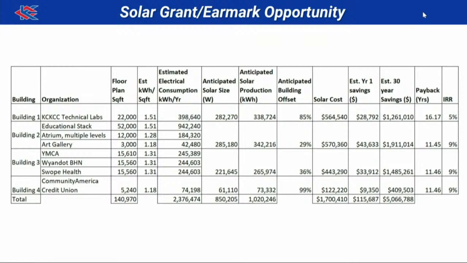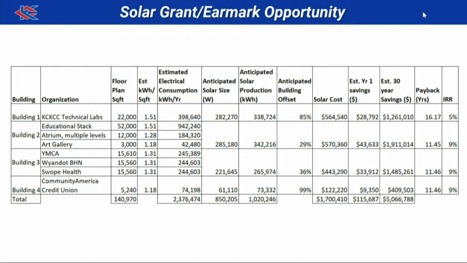This is something that is above and beyond the $70 million price tag, but it's a 50-50 match. The project is approximately, we'll just call it, $2 million. It's slightly less. So the organizations would need to come up with the other $1 million.